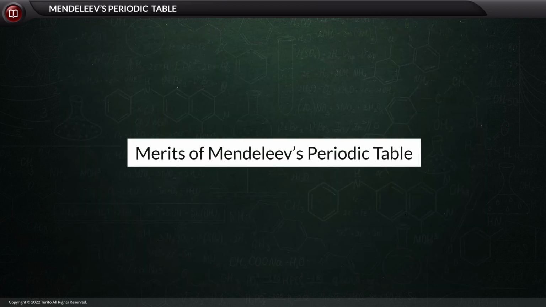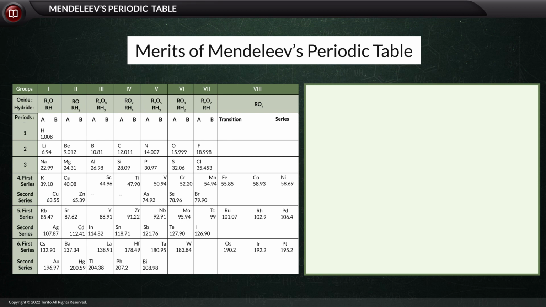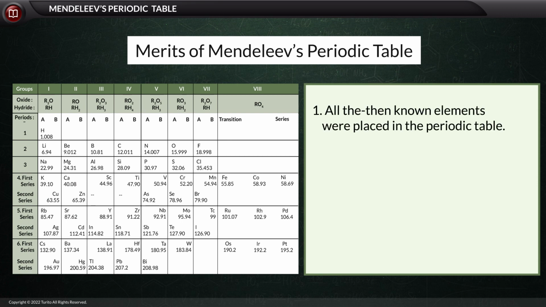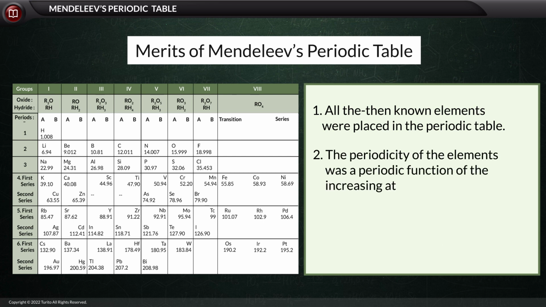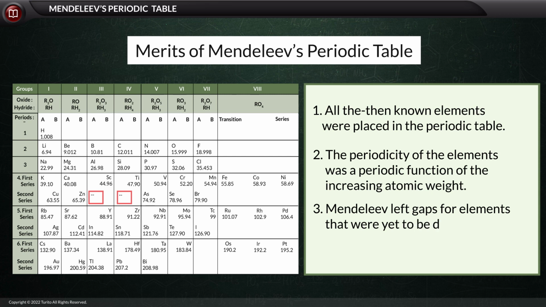What were the merits of Mendeleev's periodic table? The merits of Mendeleev's periodic table are: 1. All the then known elements were placed in the periodic table. 2. The periodicity of the elements was a periodic function of the increasing atomic weight. 3. Mendeleev left gaps for elements that were yet to be discovered.